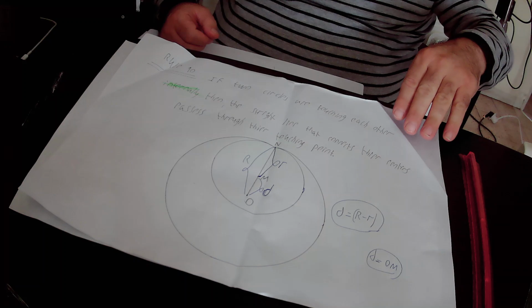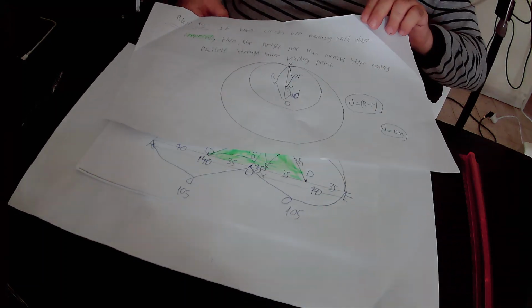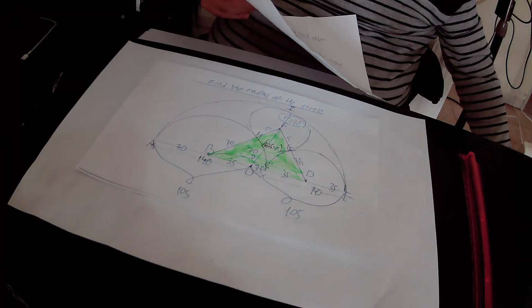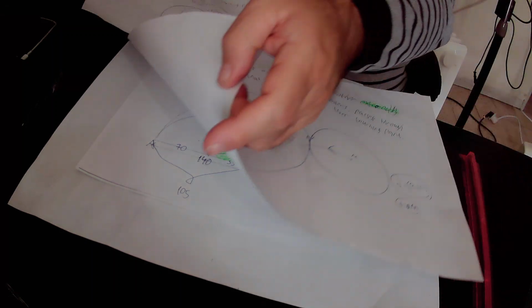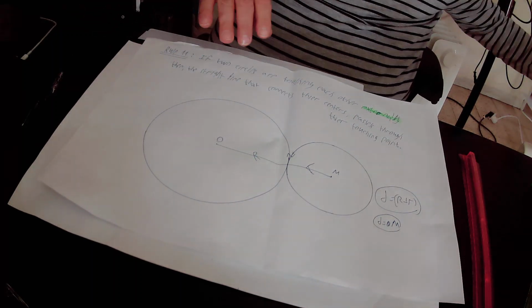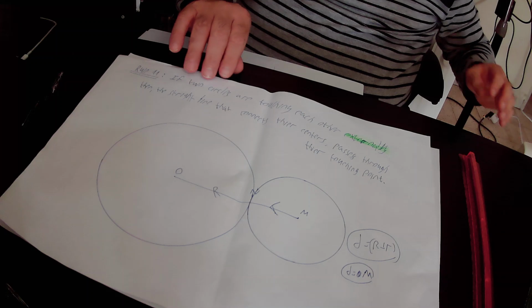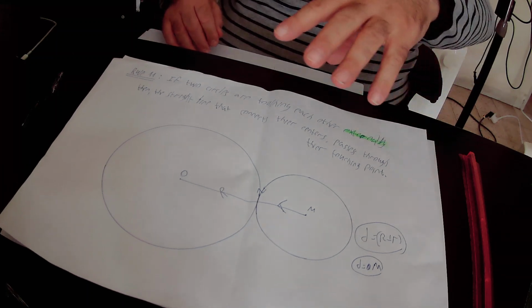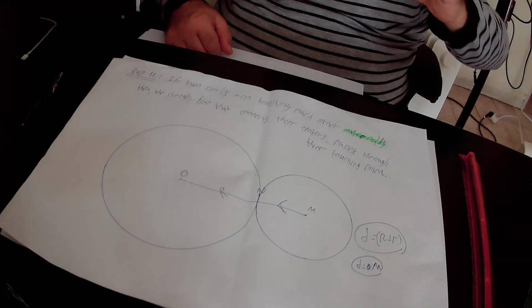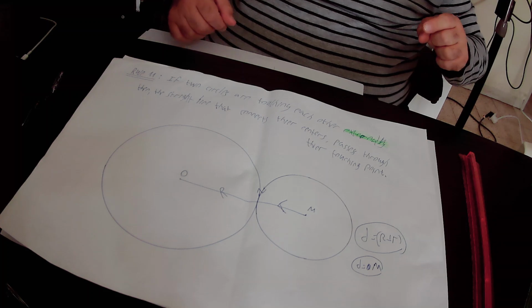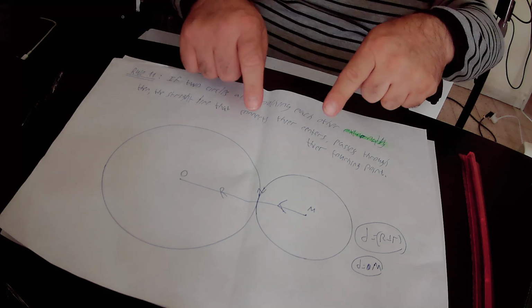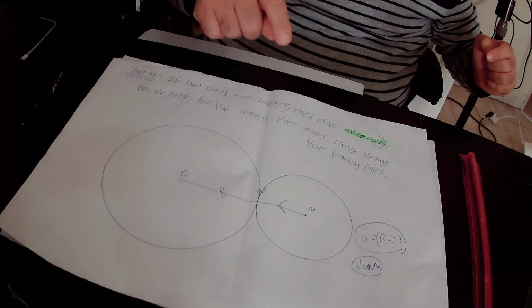Okay, then I presented to you rule number 11. According to rule number 11, if two circles are touching each other externally, here neither of those two circles is inside the other, and therefore it is defined that those two circles are touching each other externally at point N.